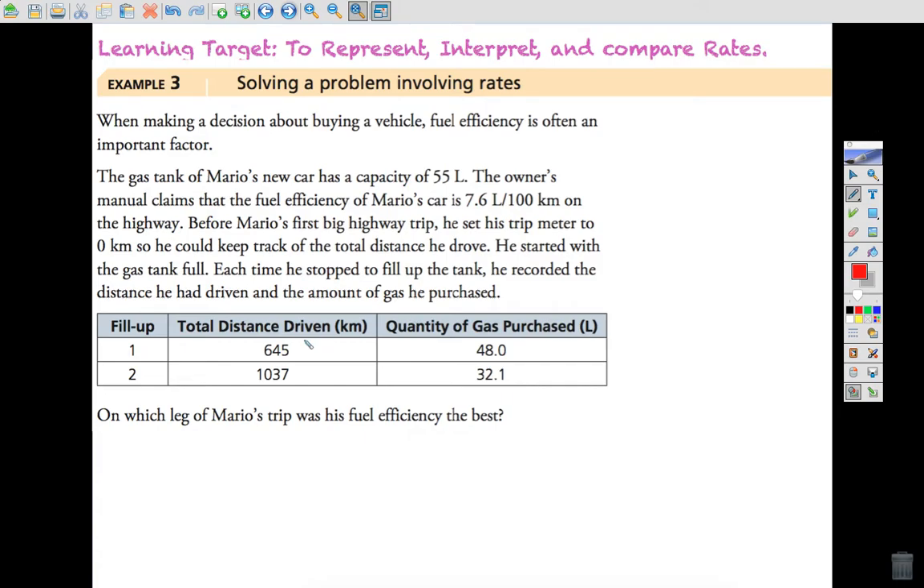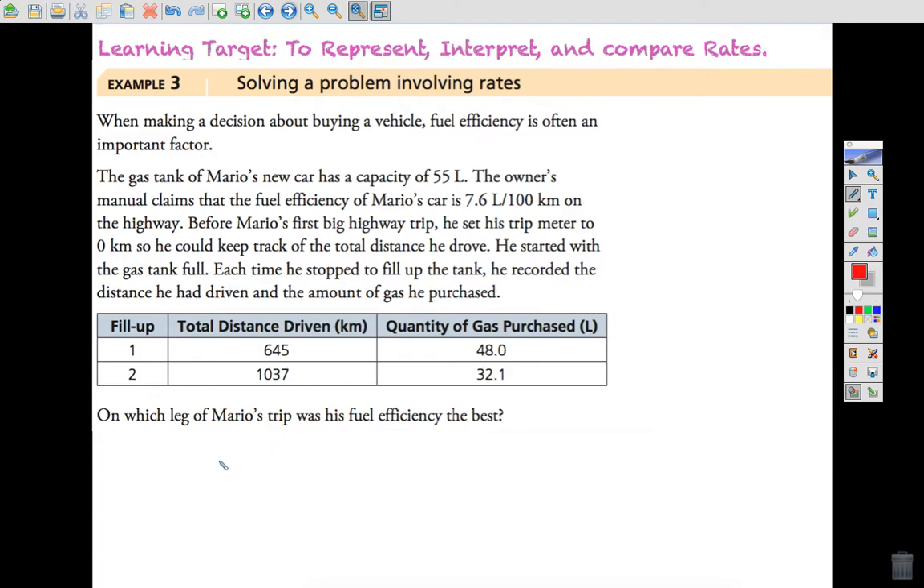So we can see that he has essentially two fill-ups. He's traveled on the first fill-up 645 kilometers, and the amount of gas he ended up having to purchase in liters was 48 liters. He then continued on his trip. Now we're not resetting the 645. He continued up until he got to 1,037 kilometers, and then he purchased another 32.1 liters. So the question is, on which leg of Mario's trip was his fuel efficiency the best?